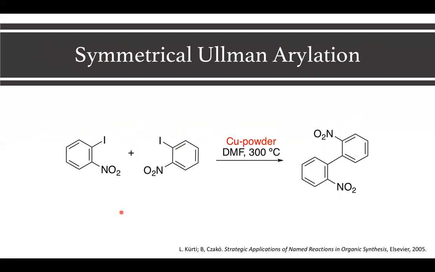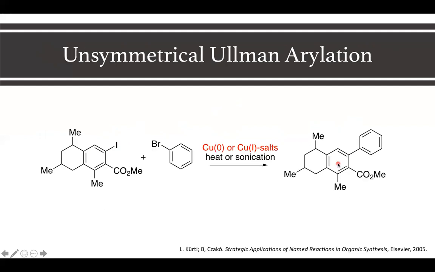So in the case of the copper intermediates mechanism, you would have an oxidative addition of copper to this iodine right here. And then once that copper was added, then it would have another oxidative addition to this second substrate, and then a reductive elimination to form the symmetrical Ullmann arylation product.